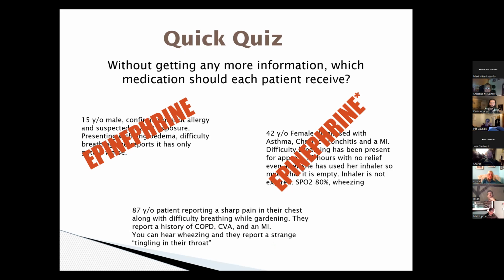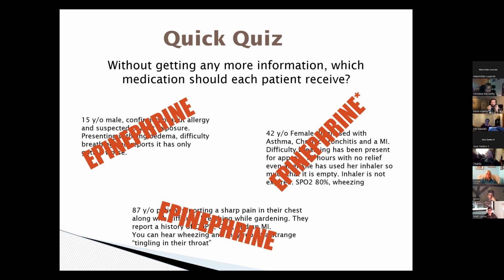I would assess them for a bee sting. They're outside. I'd ask them about their allergies. But if they're having tingling in their throat along with the difficulty breathing, those are signs and symptoms of an anaphylactic reaction. So one of the things I just wanted to get across here is that not every patient who needs epi will present with the classic signs that we see.